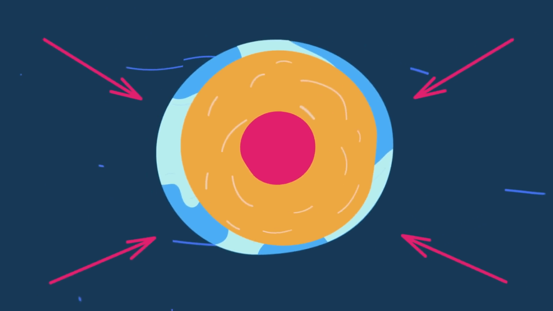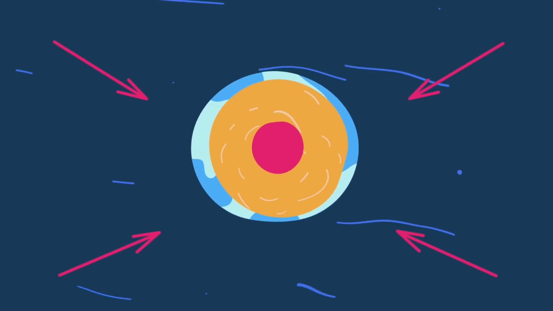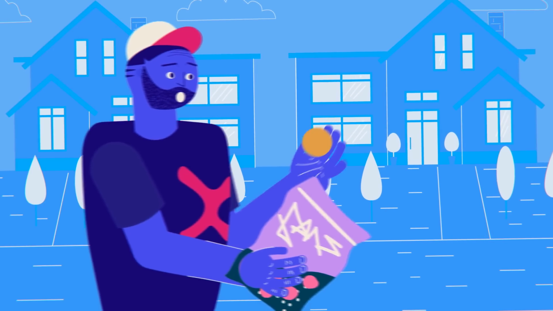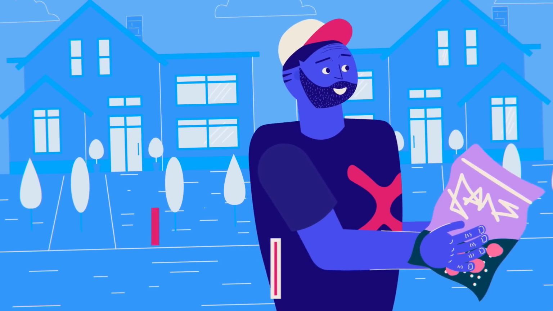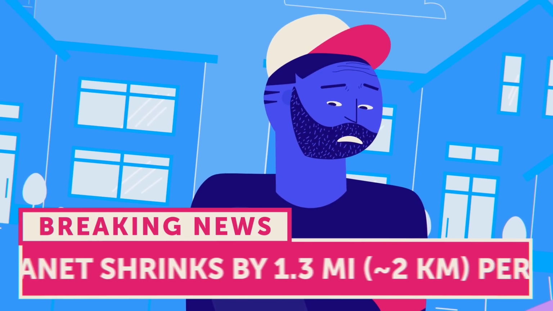Everything from the core to the Earth's crust is slowly compressing inward. Oceans, vegetation, houses, everything remains the same. On the first day, people don't notice the difference. During the day, our planet shrinks by 1.3 miles. This is 0.01% of the entire Earth.